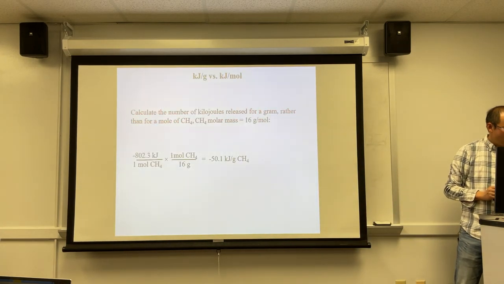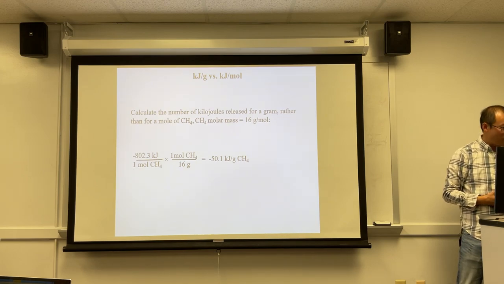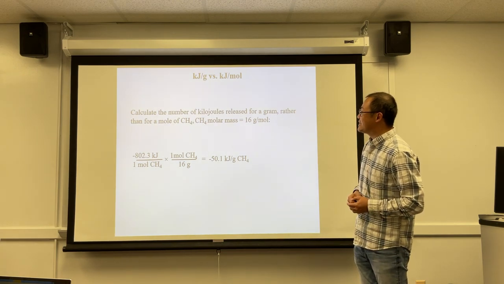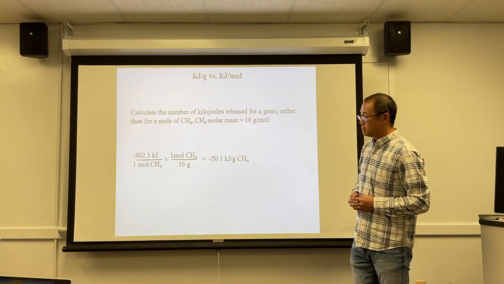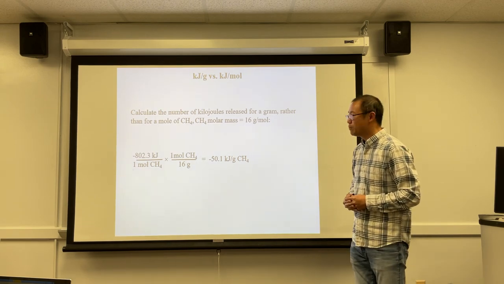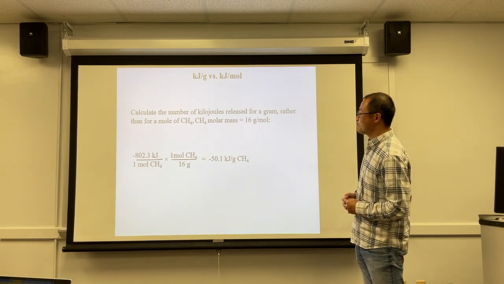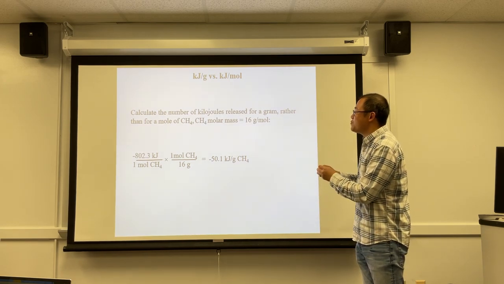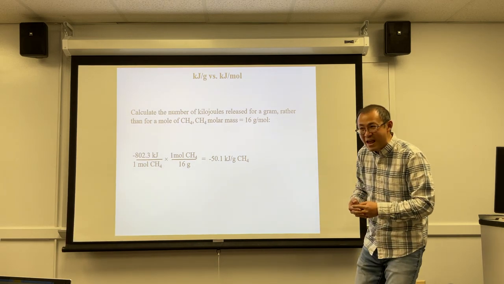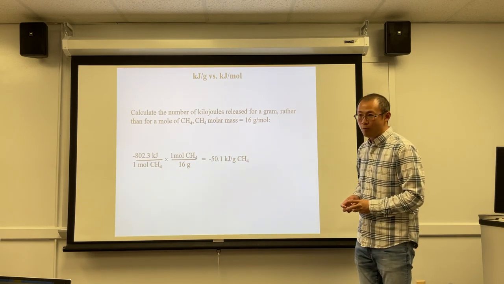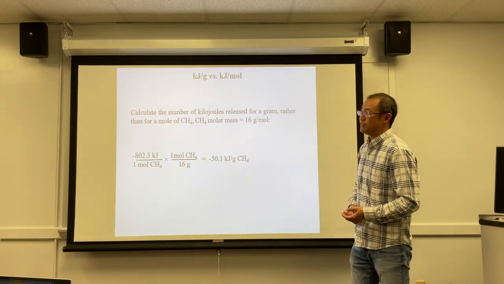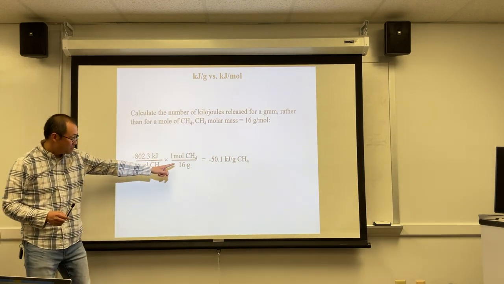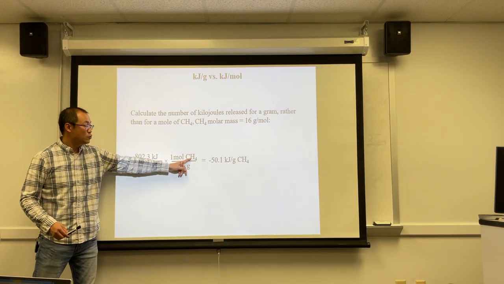Now, it's a very quick question, something we reviewed before. The heat of combustion for natural gas is given as this many kilojoules per mole. Can you calculate the amount of energy released per gram of natural gas instead of per mole? Here is how we convert if needed. We know 1 mole of natural gas is how many grams? 16 grams, because carbon is 12, hydrogen is what?